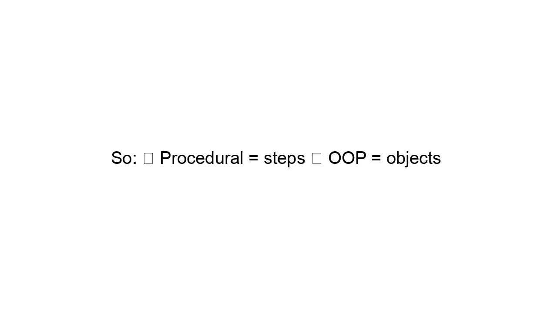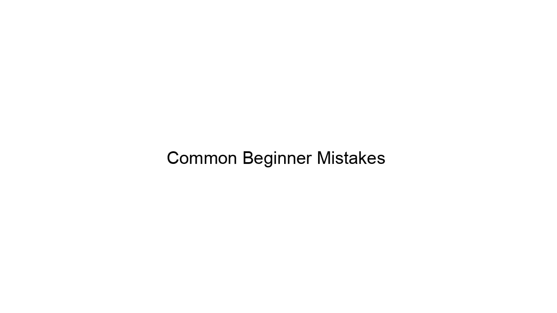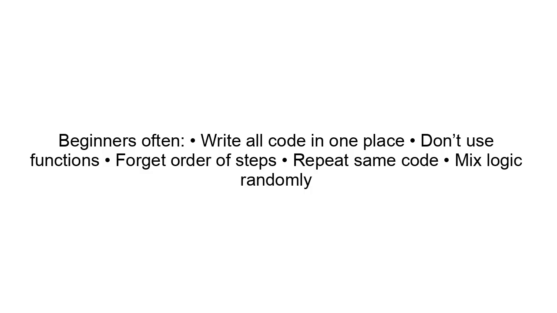Common beginner mistakes. Beginners often write all code in one place. Don't use functions. Forget order of steps. Repeat same code. Mix logic randomly. These happen because procedures are not used properly.